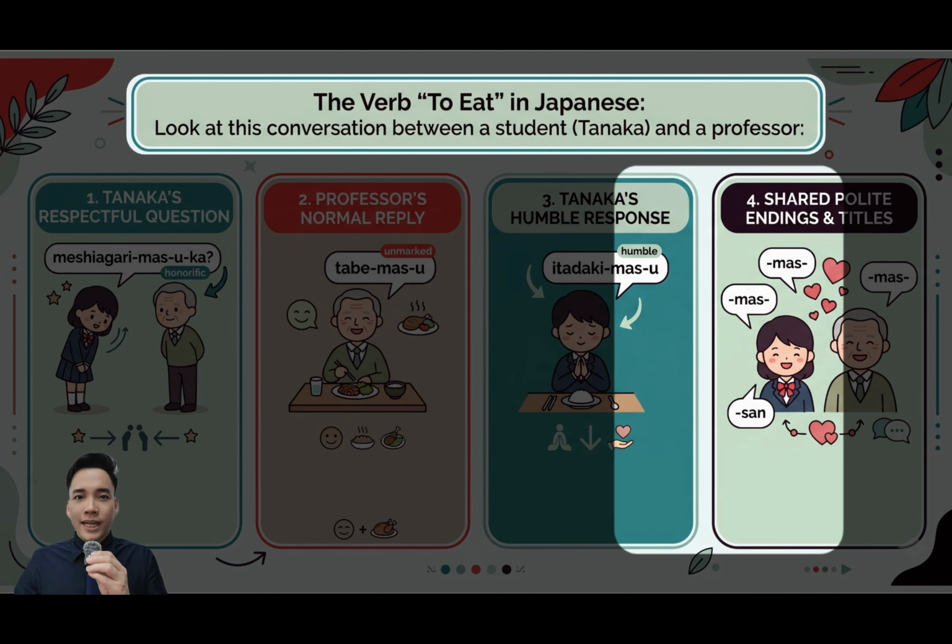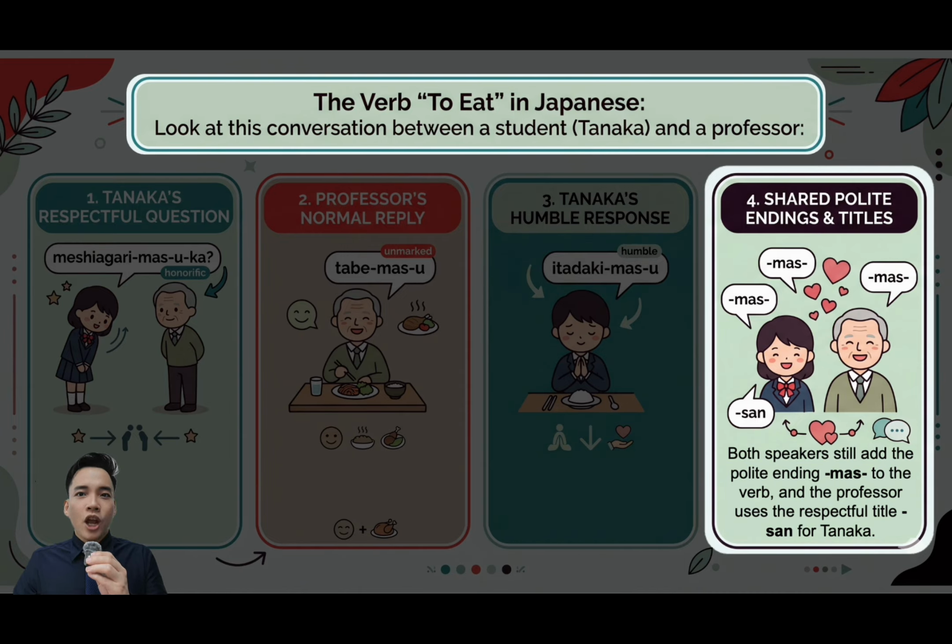So the same verb "to eat" has different forms depending on the relationship between speakers. Tanaka uses the honorific form to raise the professor. Then he uses the humble form to lower himself. Both speakers still add the polite ending -mas to the verb. Also, the professor uses the respectful title -san for Tanaka. So, this example shows that in Japanese, politeness is not only expressed through extra polite words. It is built into the grammar, the verb forms, and the respect relationship between speakers.